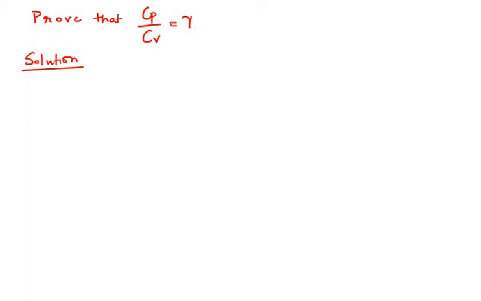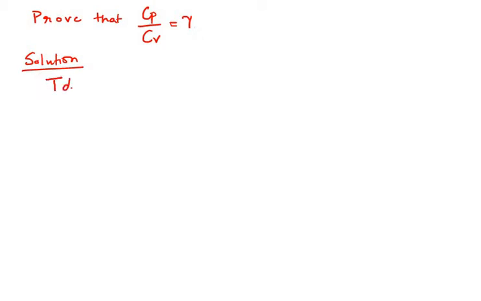Welcome students. In this video we will be seeing the ratio of heat capacities, that is Cp by Cv is equal to gamma. So we have to prove that Cp by Cv is equal to gamma. To prove it we have to go back to the TdS equation.